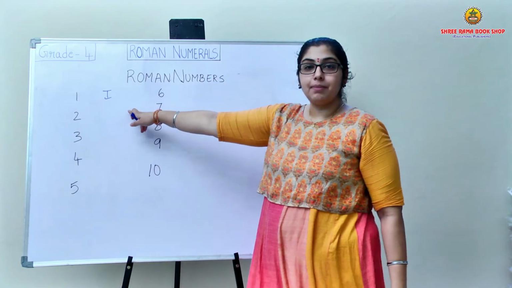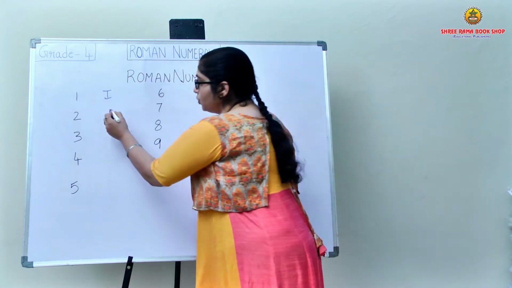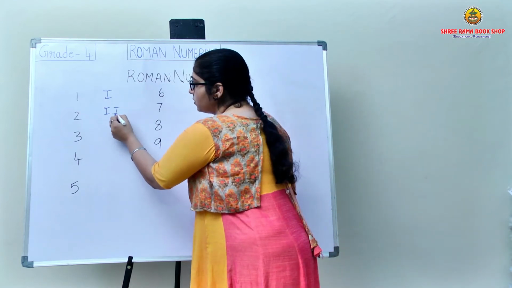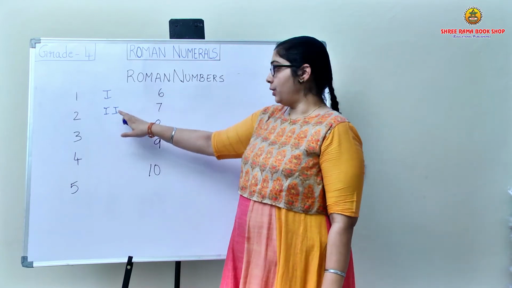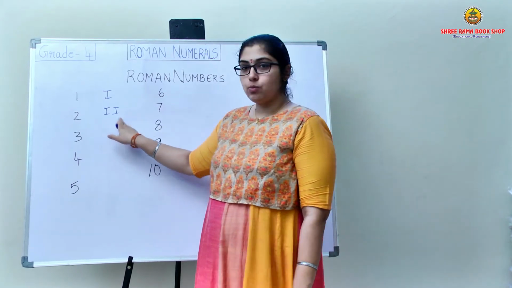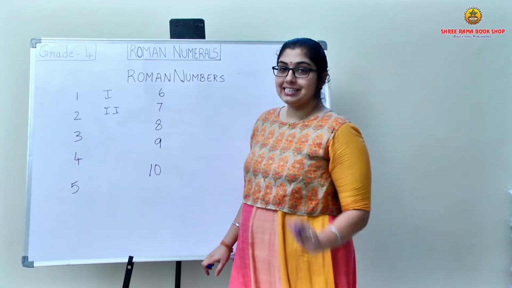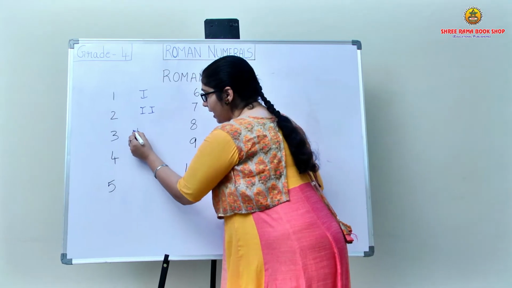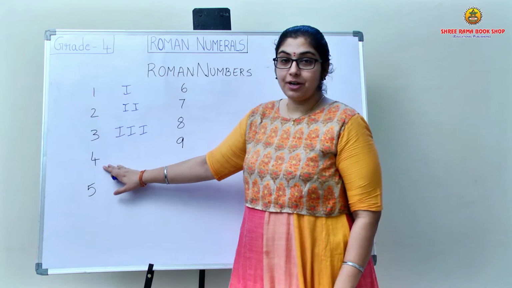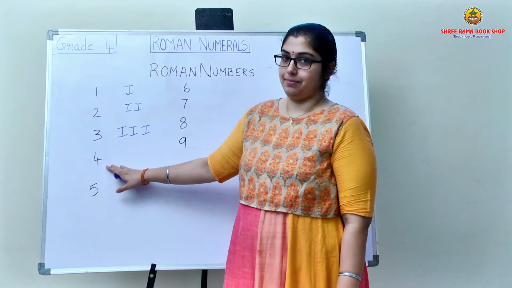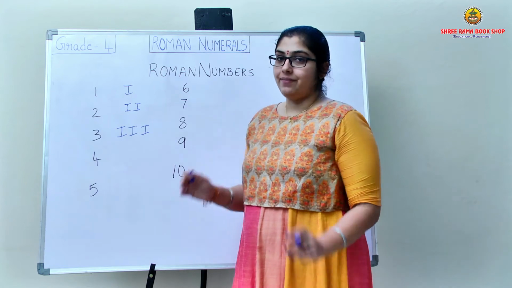So 1 is represented by I, and 2 is represented by two I's put together, right? In our rules we wrote, if a Roman symbol is repeated, you need to add it, right? So 1 plus 1 represents 2. So II represents 2. And for 3 it is III, 3 times I, right? And for 4, I cannot repeat a Roman symbol more than 3 times, right? So for 4 I cannot write IIII, which is wrong.